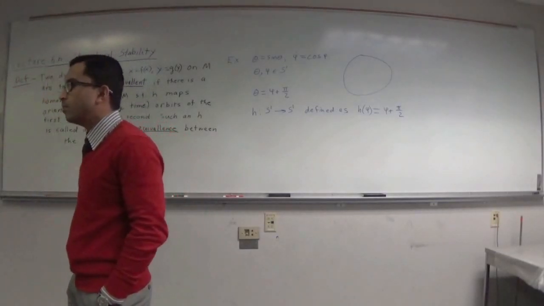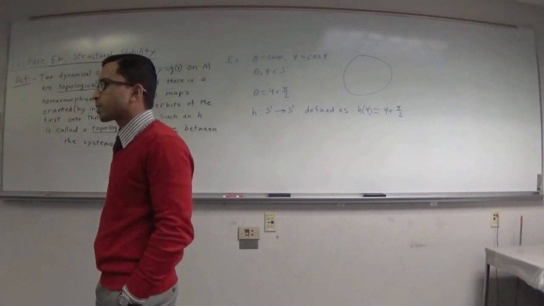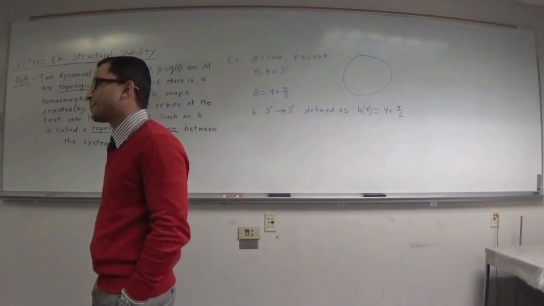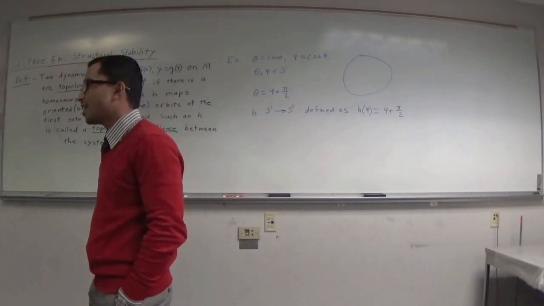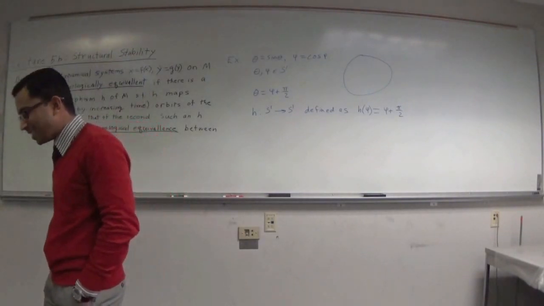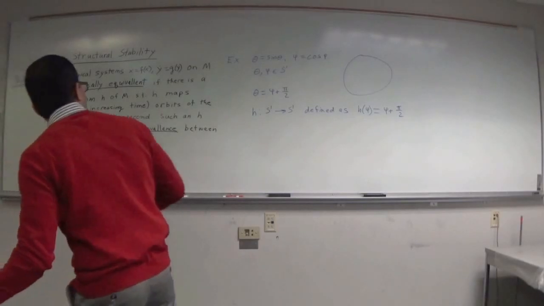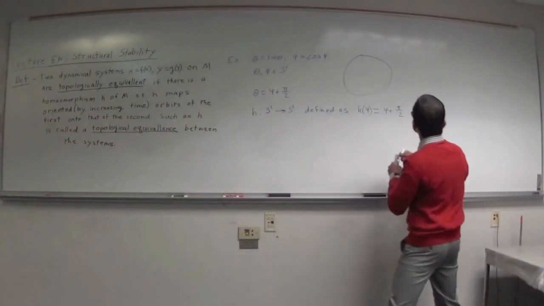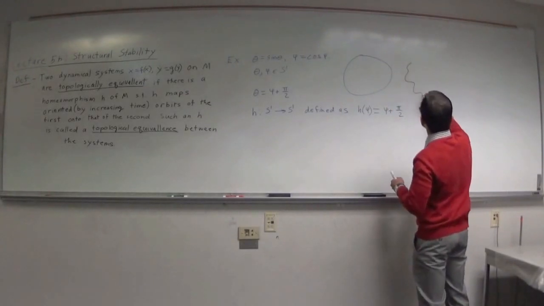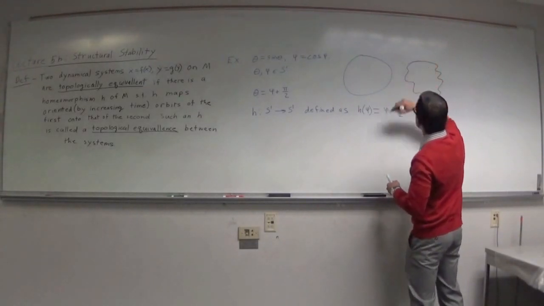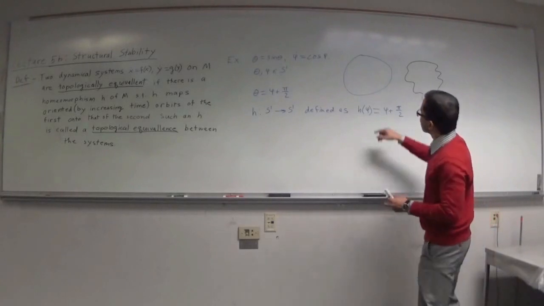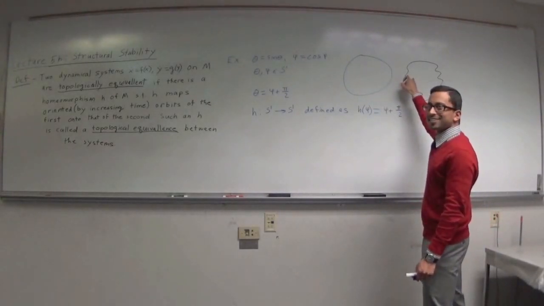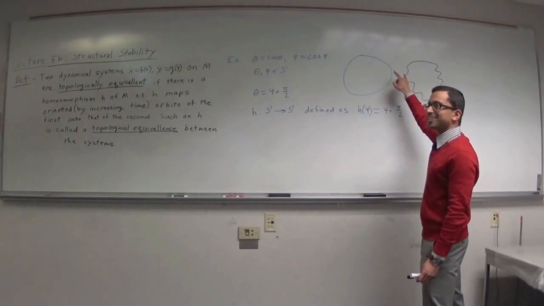Can the radius be different? And you could still map one to the other if they have different radii? Okay, so let me ask you this. Let's take this and let's take this. Do you think there's a homeomorphism between this and this? Yeah. So there is, right?